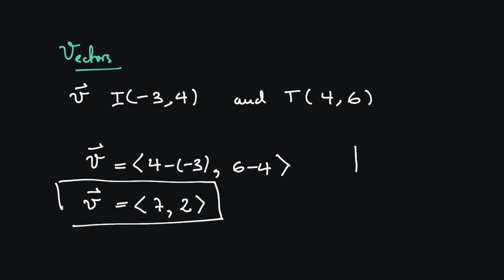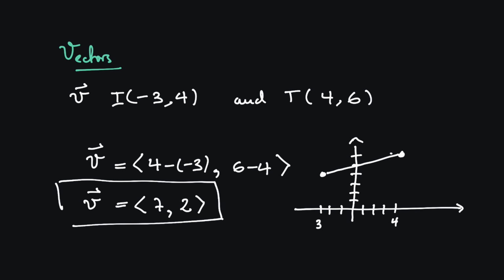How this vector looks in the coordinate plane. So if this is 1, 2, 3, this is 1, 2, 3, 4, this is my initial point. The terminal point is 4, 6. So if this is 1, 2, 3, 4, this will be 4, 5, 6. This will be my terminal point. So that is my vector.